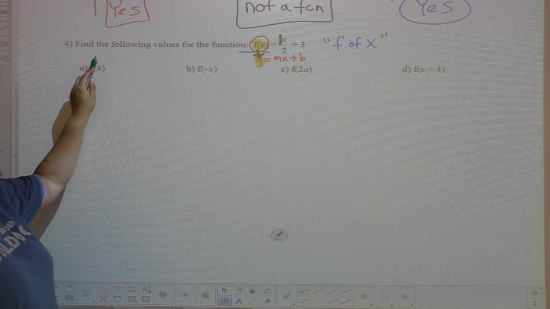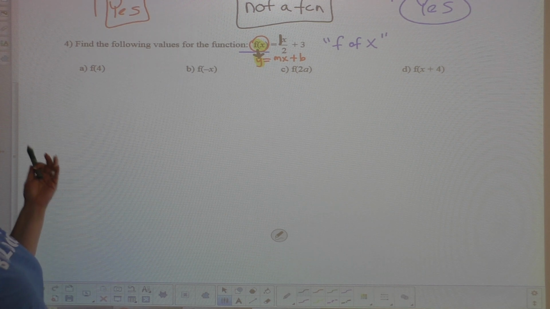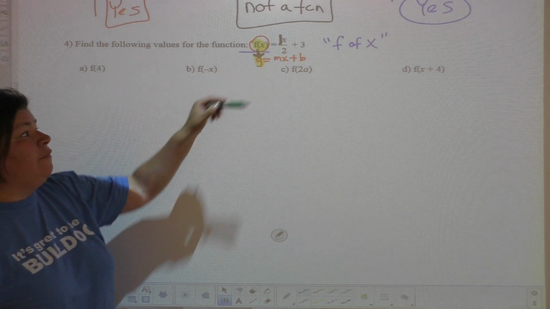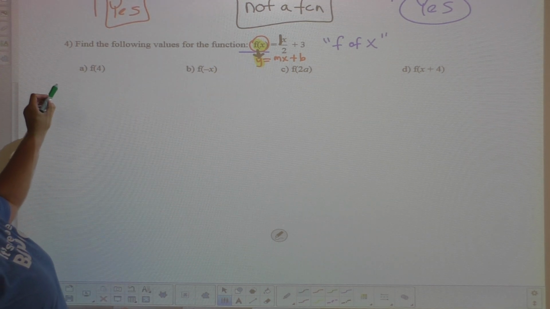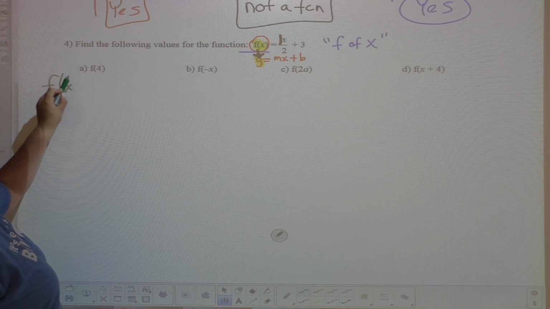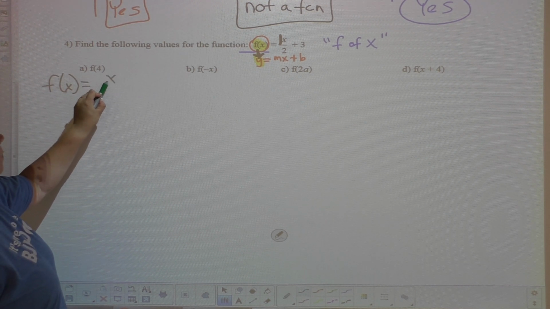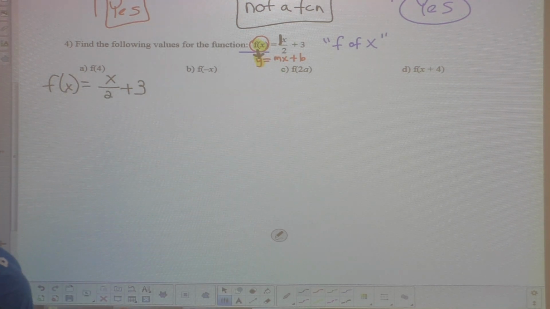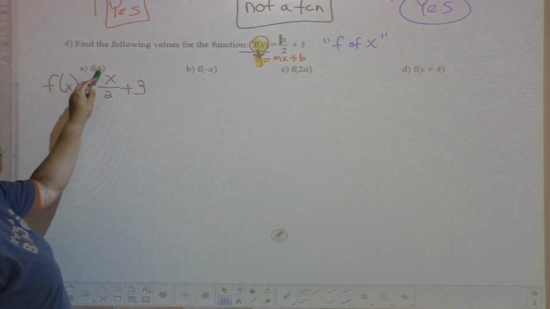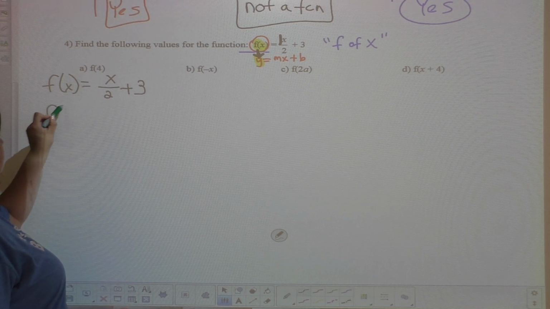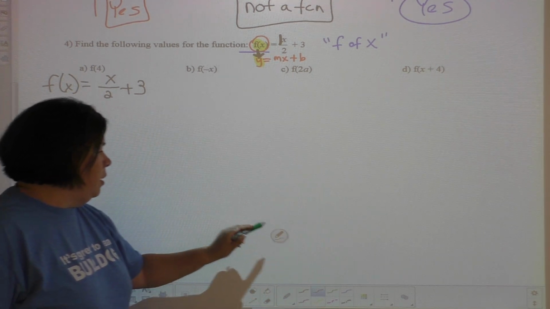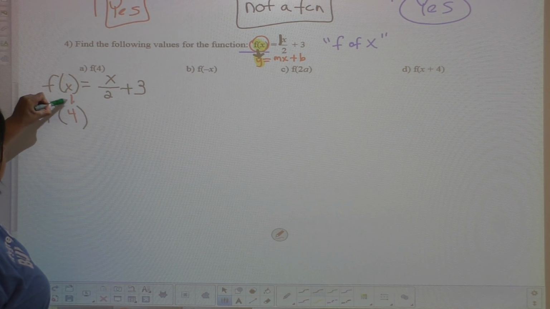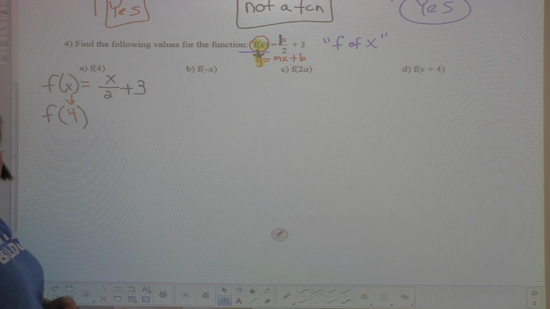This says f of 4. And all that means, it's a fancy way of saying substitute in 4 for x, wherever I see an x. So what I want you to do right now is always write the original function first. So this is our original function that came from right here. And now what they want us to do is substitute in 4 wherever I see an x. So that means, again, fancy schmancy way of saying substitute in a 4 for x.